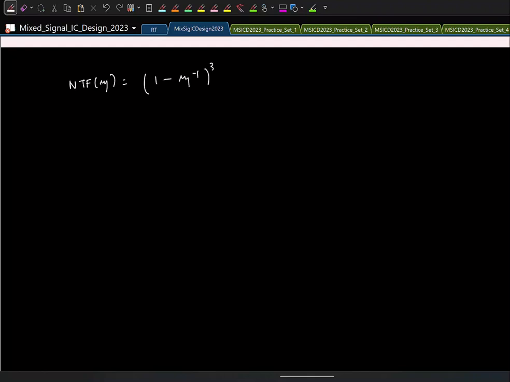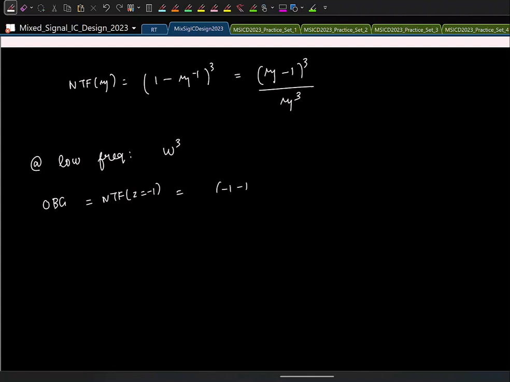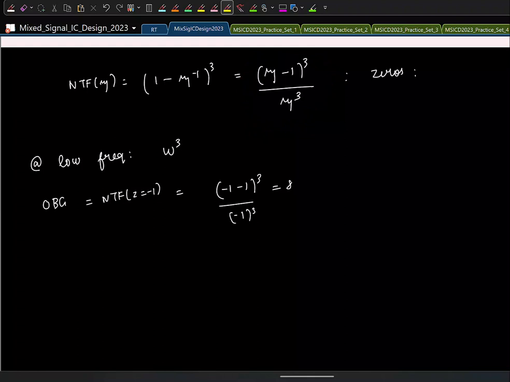We do it indirectly. So my NTF of z is (1 minus z inverse) whole cube, ideally. I'll write it like this, (z minus 1) whole cube by z cube. At low frequencies, what is the behavior? It's omega cubed. And if I were to find the out of band gain, that is basically NTF evaluated at z equal to minus 1, which is (minus 1 minus 1) whole cube by (minus 1) cube, which is 8. So here, where are the zeros of this transfer function located? Okay, z equal to 1. Right.